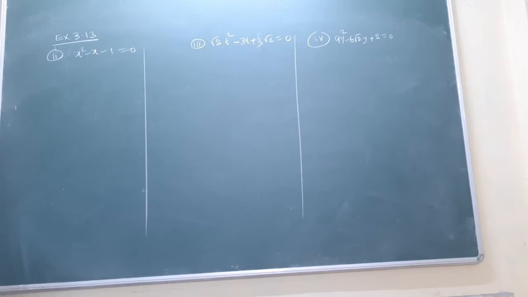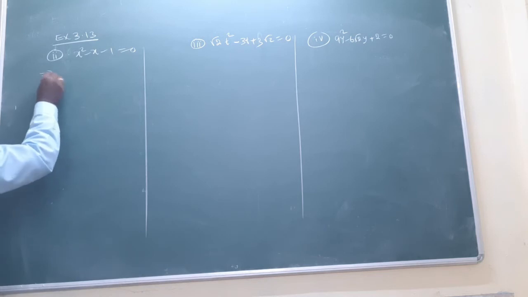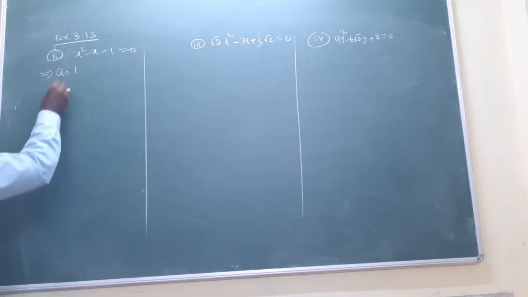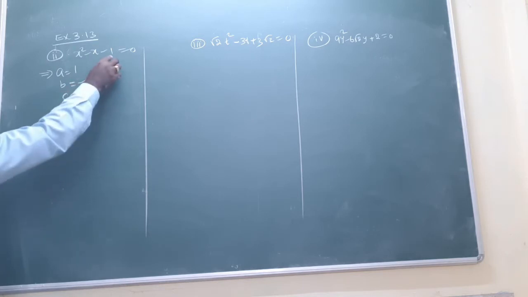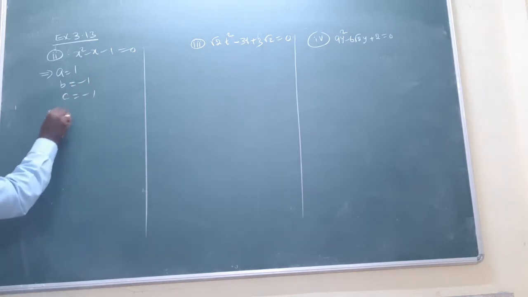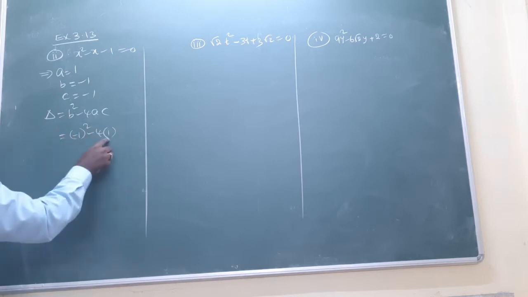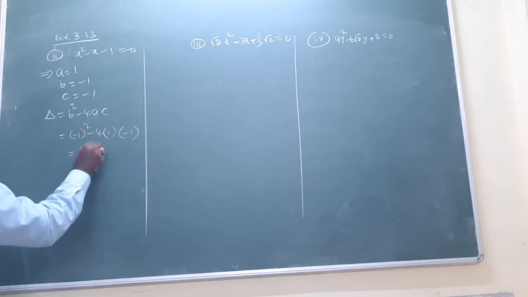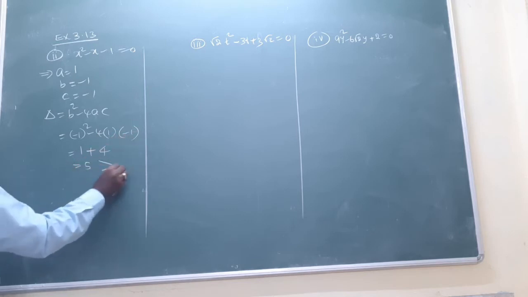Now the next: x squared minus x minus 1 equal to 0. What I told you, a equal to the coefficient of x squared, which is 1. b equal to the coefficient of x, which is minus 1. c equal to the last term, which is minus 1. Now what is the formula? Delta equal to b squared minus 4ac. Now b squared is minus 1 whole squared, minus 4 into a, which is 1, into c, which is minus 1. Minus 1 whole squared is plus 1. Minus into minus is plus, 4 ones are 4. Again 1 plus 4 equal to 5.